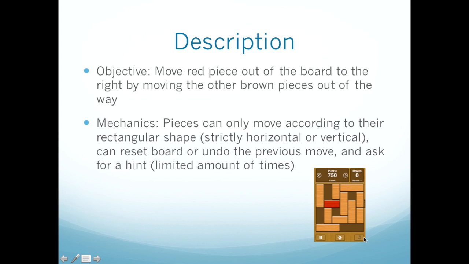And there's also an undo button and a reset button, and then there is a hint button, but you can only use that for a limited amount of time. There are actually two modes to this game. So there is a relax mode and then challenge mode. And in the challenge mode, you actually earn stars according to how many moves it took you to actually solve the board, as opposed to relax mode where it doesn't count how many moves you made.